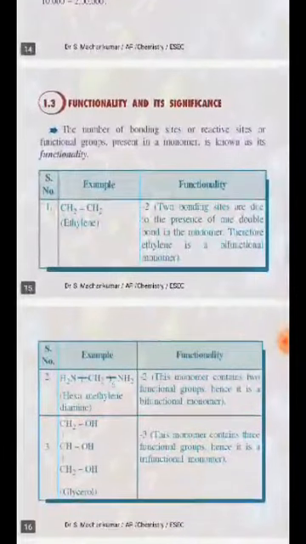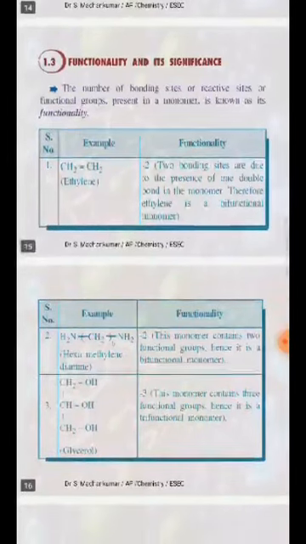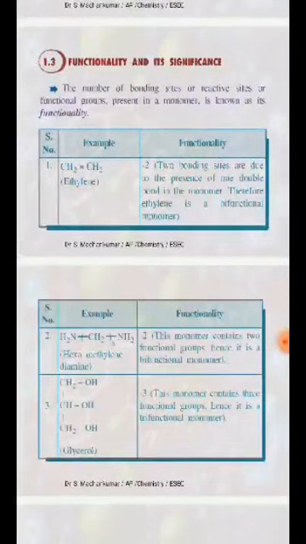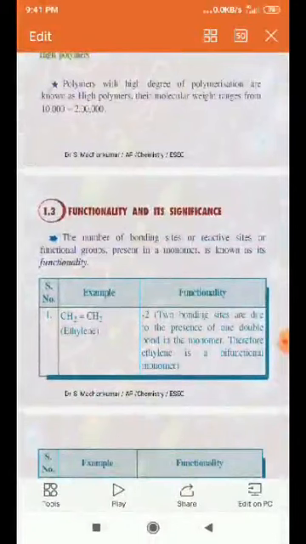Next one, functionality and its significance. The number of bonding sites or reactive sites or functional groups present in a monomer is known as its functionality. Example, ethylene: 2 bonding sites are due to the presence of 1 double bond in the monomer. Thus ethylene is a bifunctional monomer. Then another example, hexamethylene diamine. This monomer contains 2 functional groups, so it is a bifunctional monomer. Third one, glycerol. This monomer contains 3 functional groups, so it is a trifunctional monomer. This is functionality and its applications.